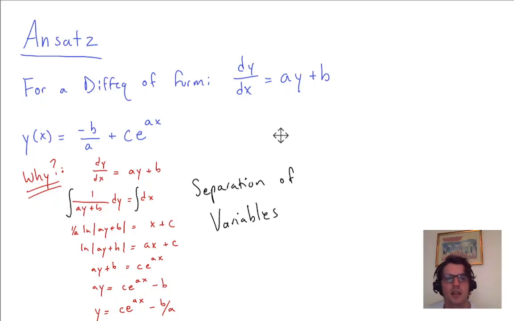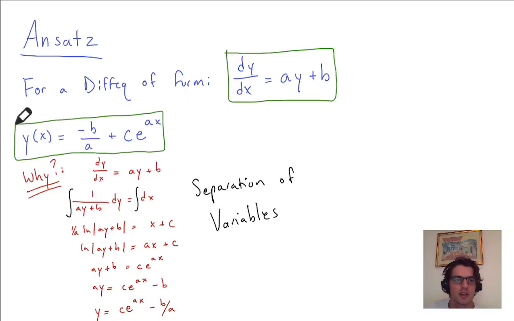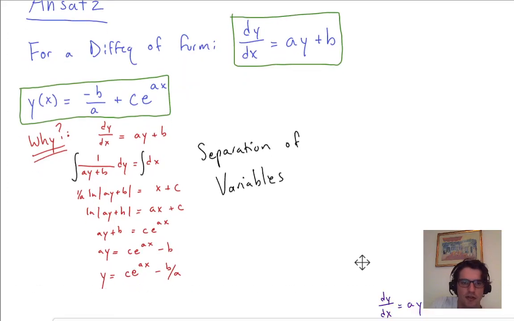And in this video, we're going to be using an ansatz, which is if we have a differential equation in this form, dy/dx equals ay plus b, then we know that the solution is going to be in this form. So we're going to be using this a lot in this video because we don't want to always do the following method. Here's 7 lines of work. We don't want to have to do that every time. So we're going to be using this idea. I'll refer back to this a few times.